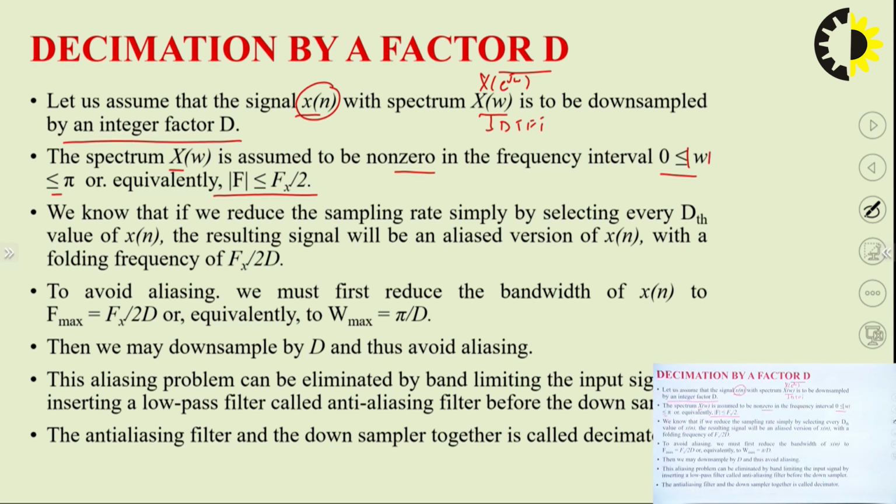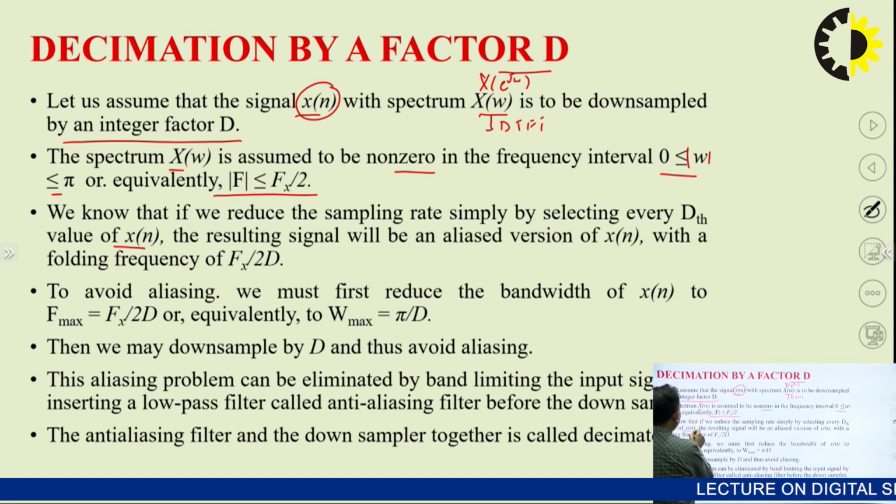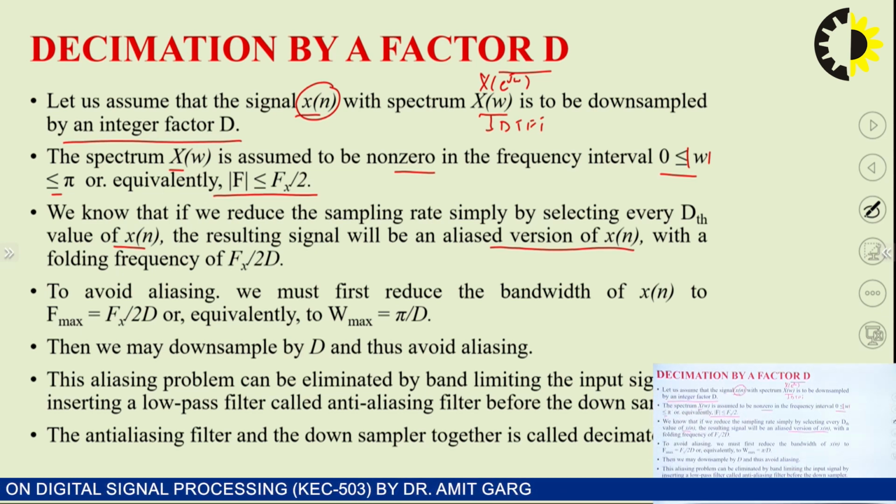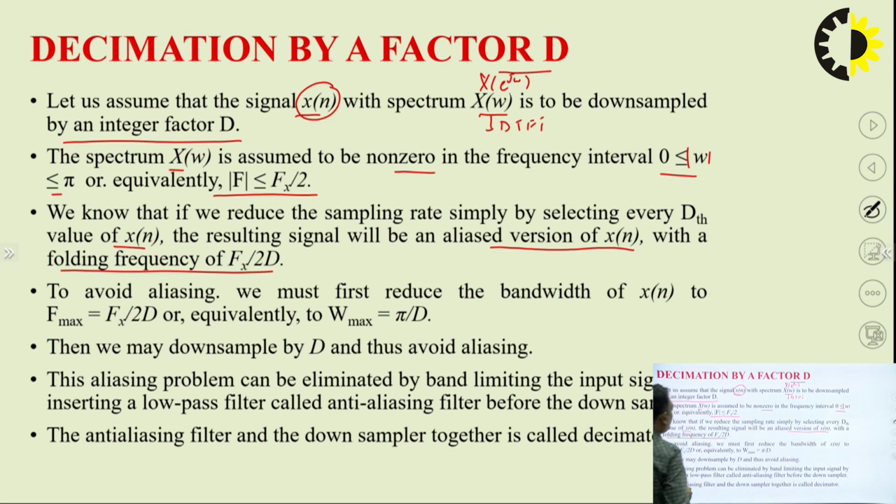So we know that if we reduce the sampling rate simply by selecting every Dth value of x[n], the resulting signal will be an aliased version of x[n]. This we have already discussed, with the folding frequency of Fx by 2D. So to avoid aliasing, we must first reduce the bandwidth of the sequence x[n] to Fmax equal to Fx by 2D, or equivalently to omega max equal to pi by D. So first of all we have to do this, then we may downsample by D and thus avoid aliasing.